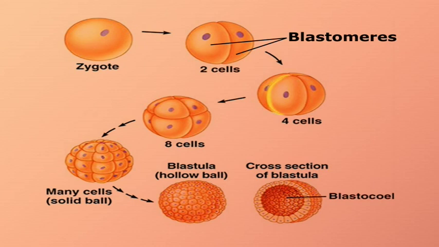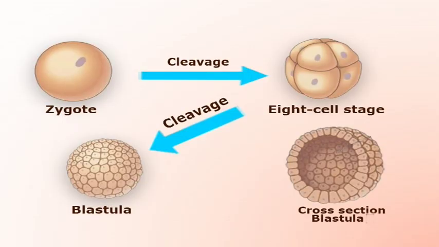The second cleavage is also vertical but at right angles to the first one, forming 4 blastomeres of equal size. Subsequent divisions occur one after the other in an orderly fashion. The divisions are rapid and the blastomeres become progressively smaller. During cleavage, the number of cells in the embryo increases but the size of the embryo remains unchanged. The ball of cells is referred to as a blastula.